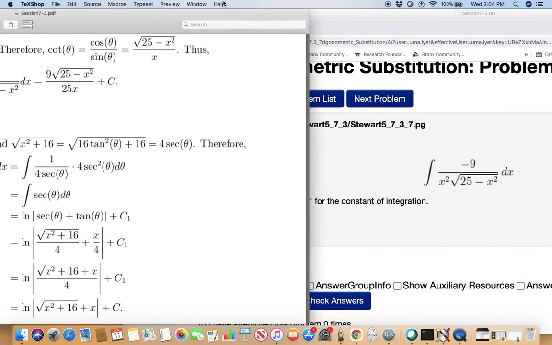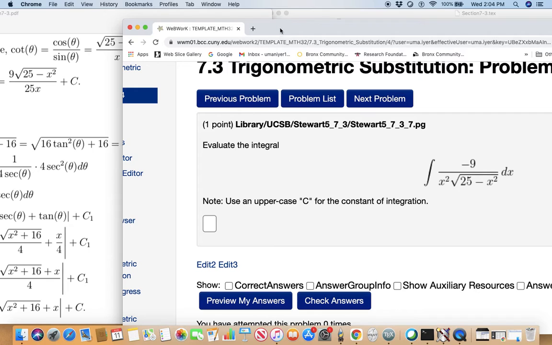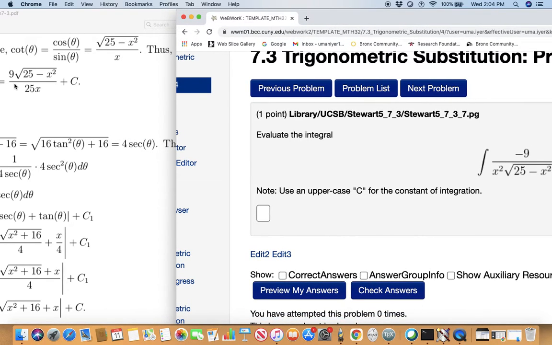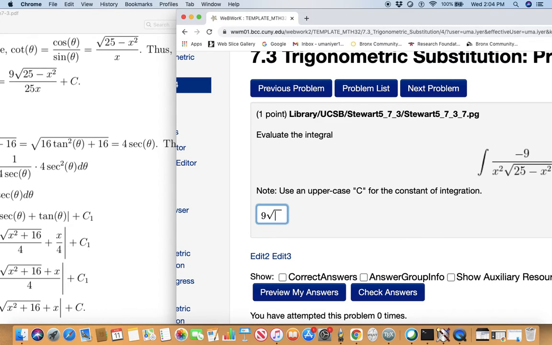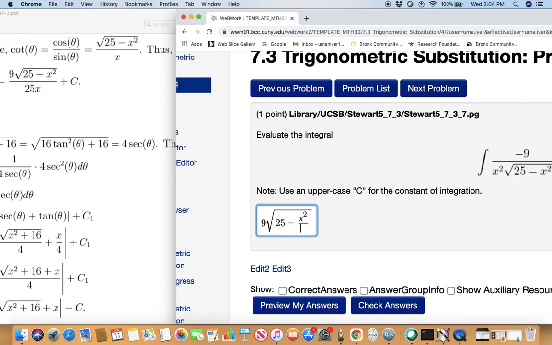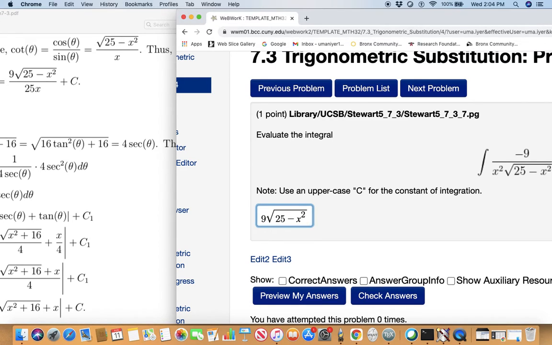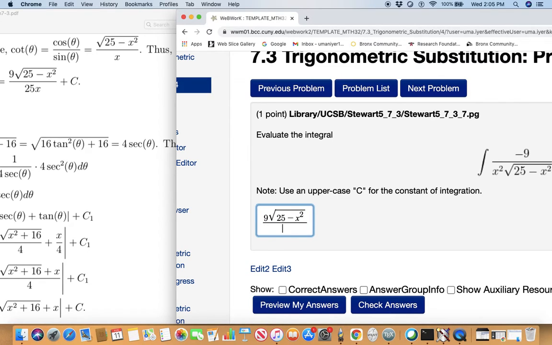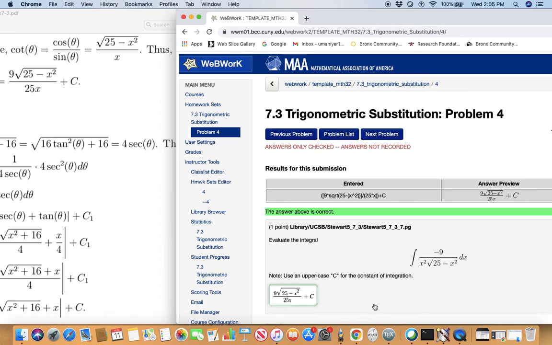So let's put that in. 9 square root of 25 minus x to the power 2 over 25x plus constant of integration. Check. Correct. Okay. Next.